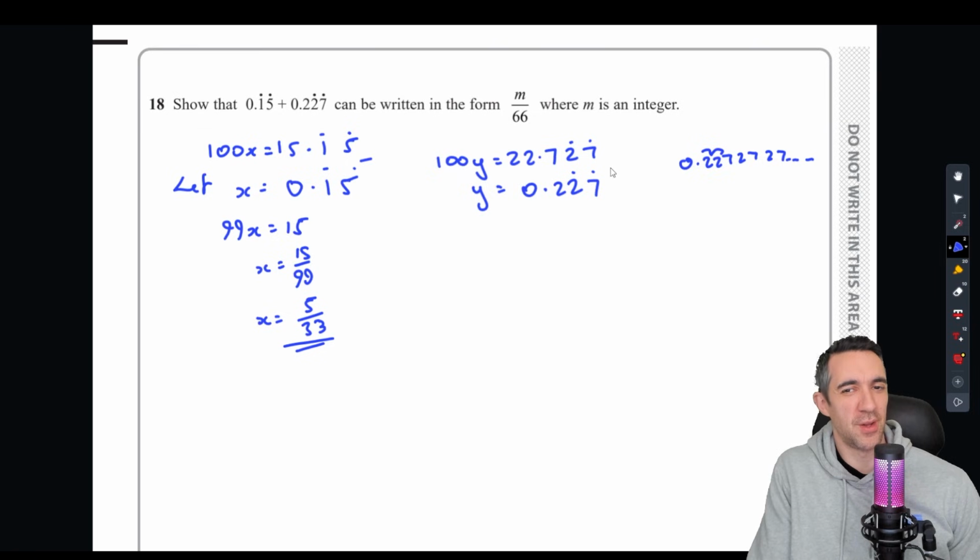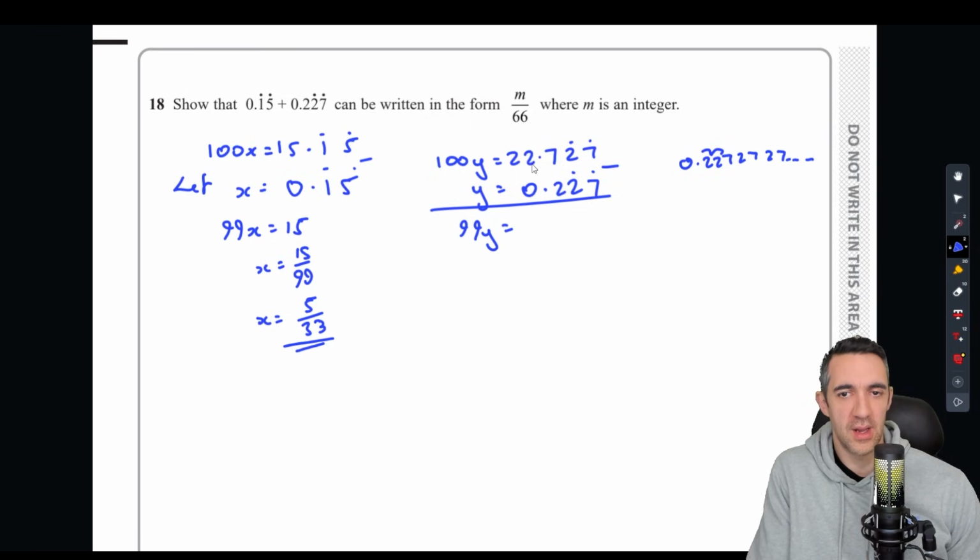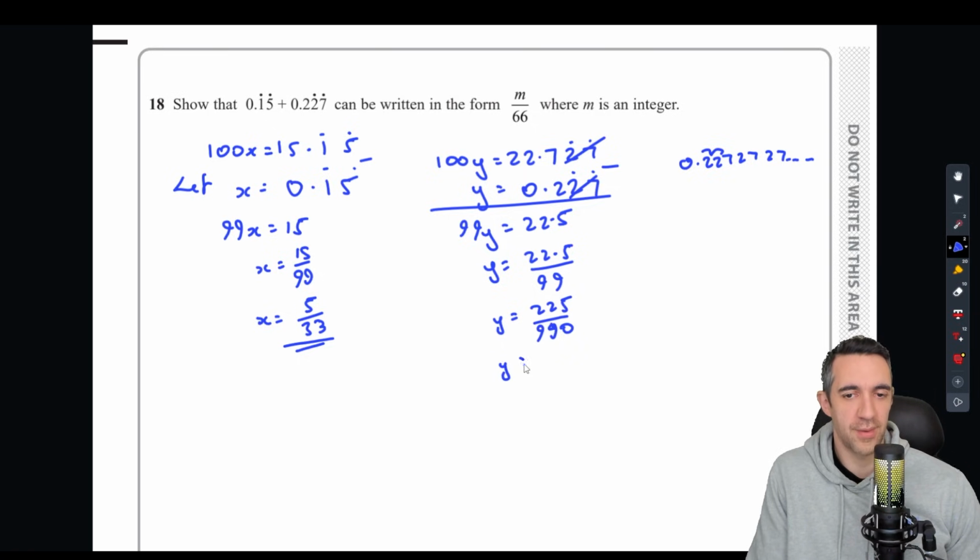It's just these ones, sometimes you look at them, don't do them very often. Take that away, we get 99y again. Recurring parts go. 22.7 minus 0.2 gets me 22.5. Get y equals 22.5 over 99. Don't like the decimal in the fraction. It's pretty horrible. 225 over 990, top and bottom by 10. And then both of those divide by 9. Remember, this is non-calculator, so knowing your division tricks. So 2 add 2 add 5 is 9, means it's divisible by 9.